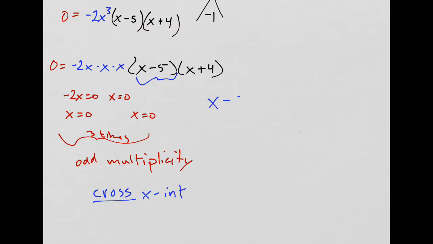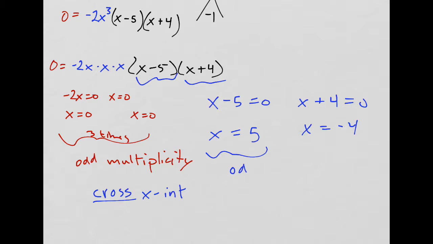Then I have x minus 5 equals 0. That just means x equals 5. And x plus 4, that's this, equals 0. I'm setting each piece equal to 0. And that would be x equals negative 4. And this is also odd multiplicity. You're thinking like, oh, 5, odd. Yes, that makes sense. Negative 4, oh, that's even. No, odd multiplicity means the number of times it occurs. Multiplicity.